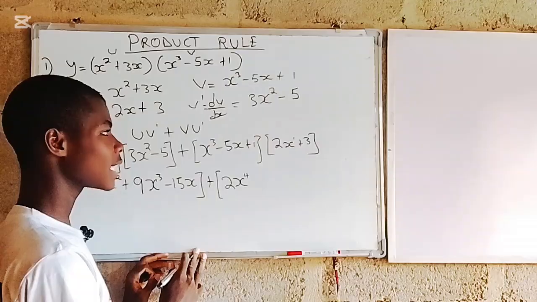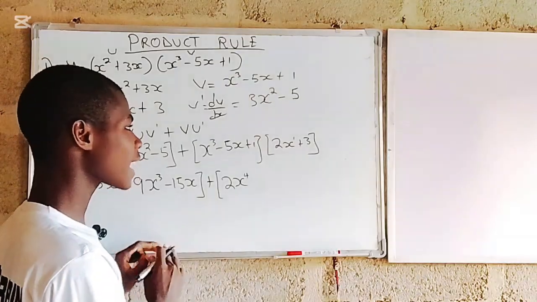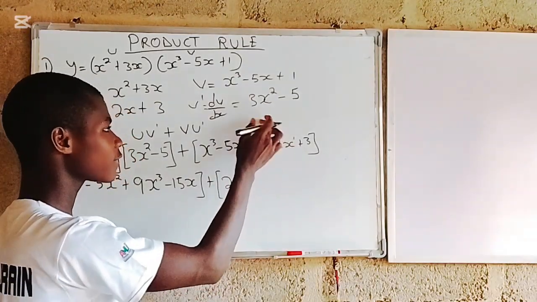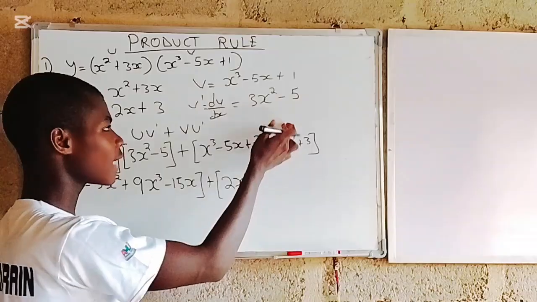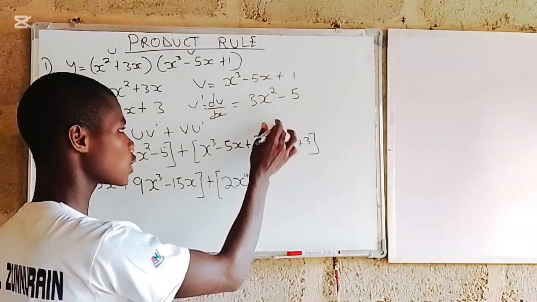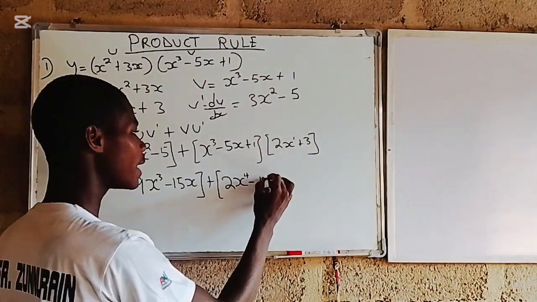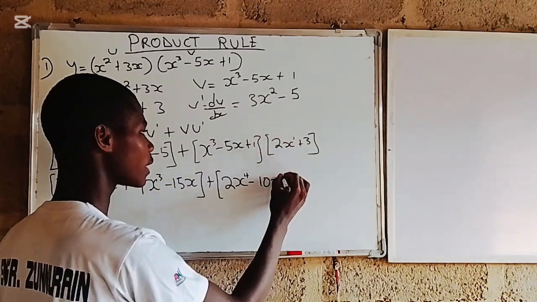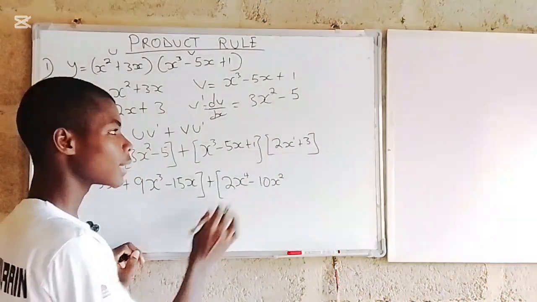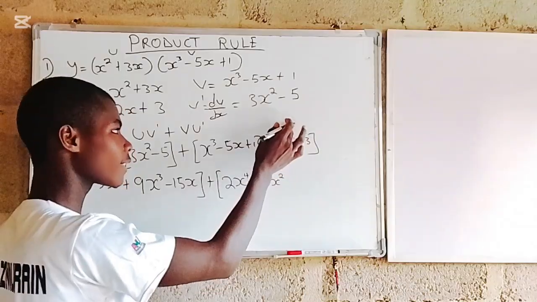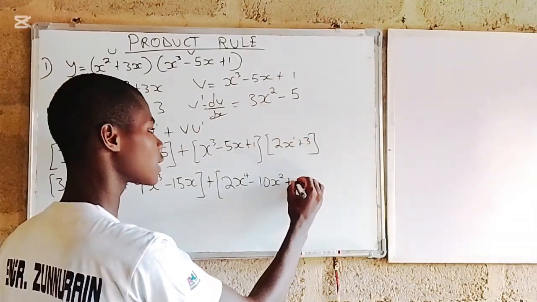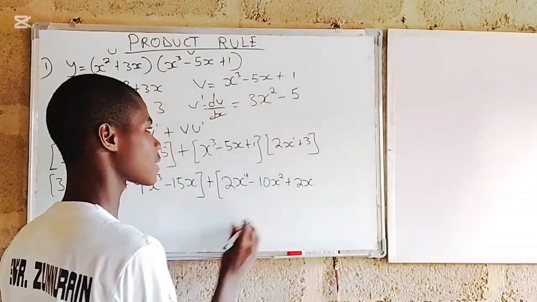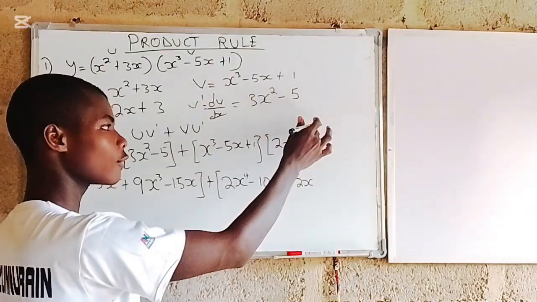So what's the next thing that I'm going to do? The next thing that I'm going to do here is that after multiplying this by this, I'll multiply this by this. So I have to say 2 multiplied by this, I'll get negative 10x squared. And then I have to say this multiplied by 1 plus 2x.